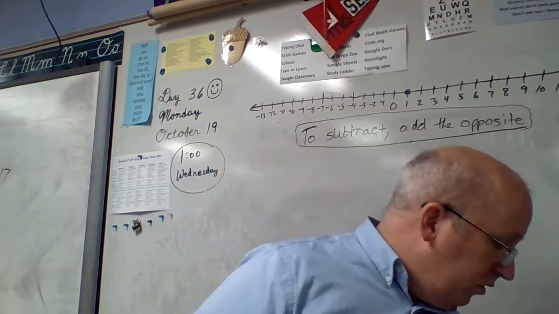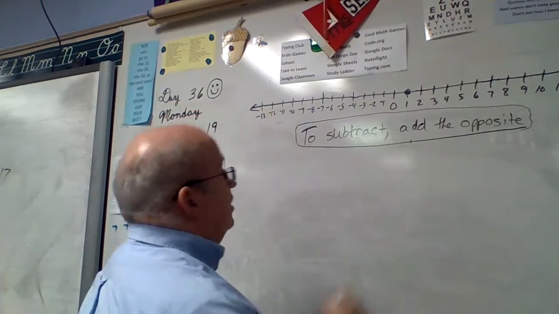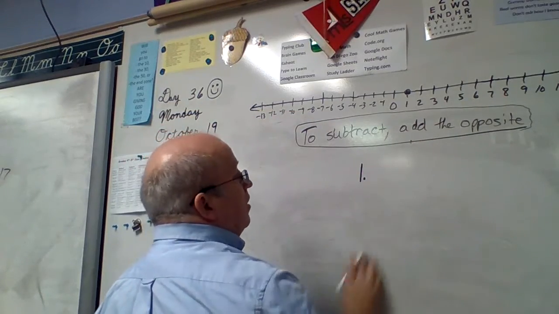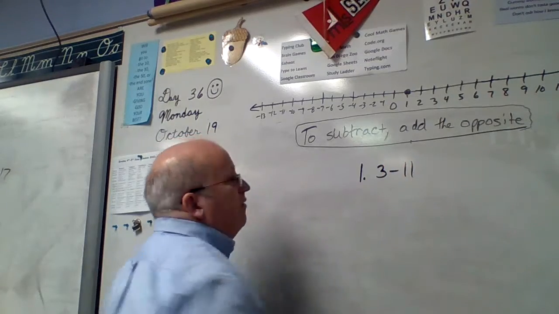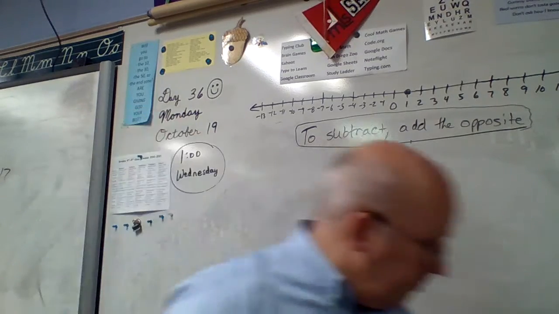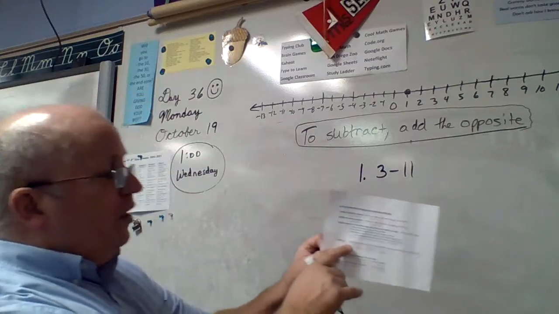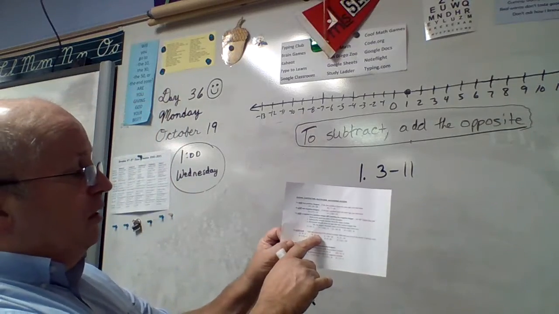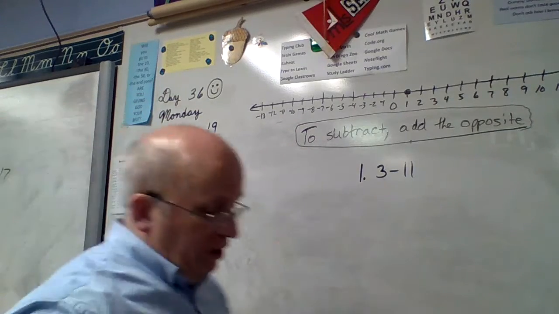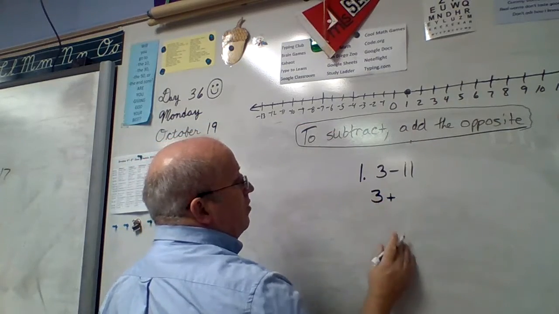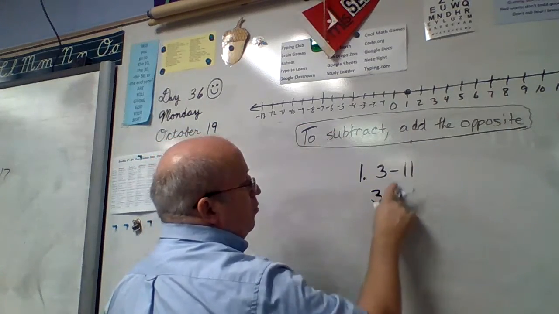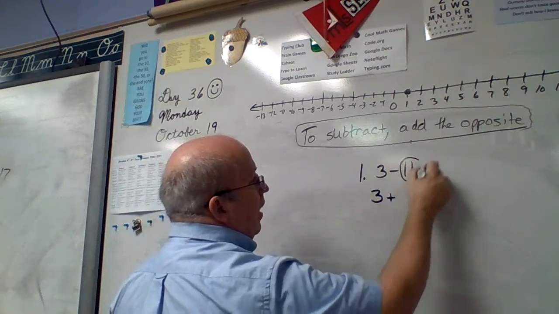So let's start with number 1. Number 1 says 3 minus 7. I'm not going to do that one, but I'll do one similar. How about 3 minus 11? Well, on here, it has that subtraction rule, and it says add the opposite of that second number. So I write 3 plus, okay, to subtract, I add the opposite of this.